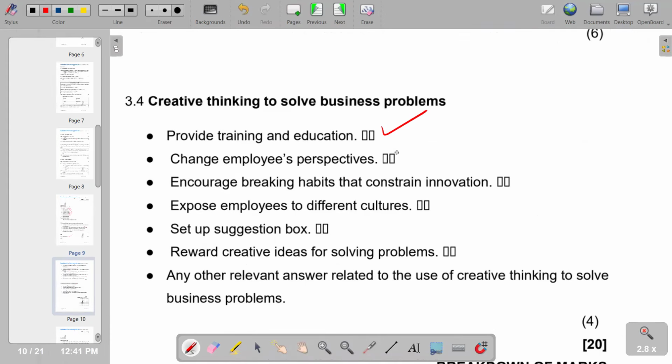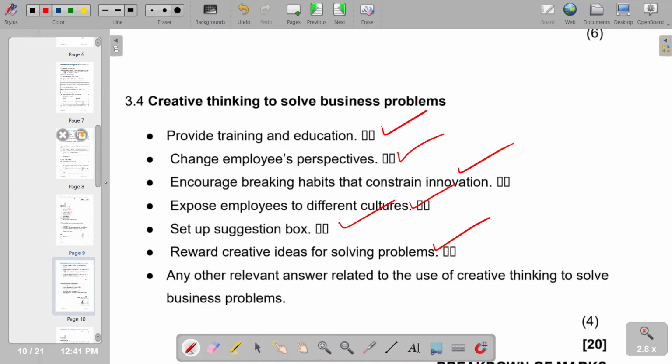Change employees' perspective can also be a way. Encourage breaking habits that constrain innovation. Expose employees to different cultures. Set up a suggestion box. Reward creative ideas for solving problems. So these are the points that you can include on this part.